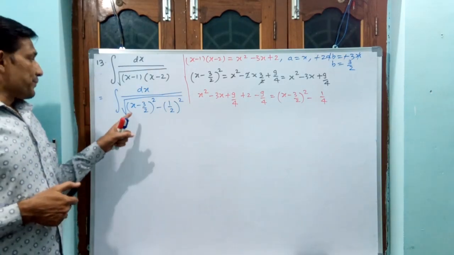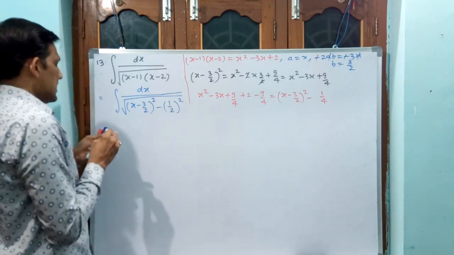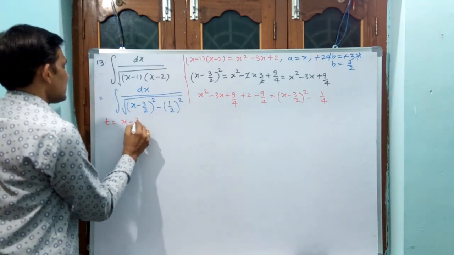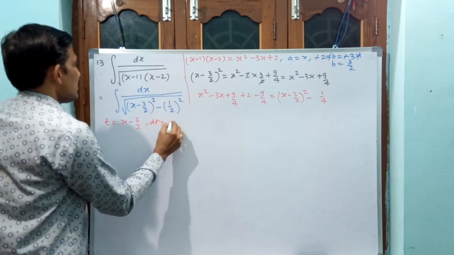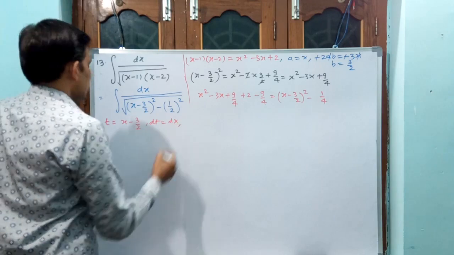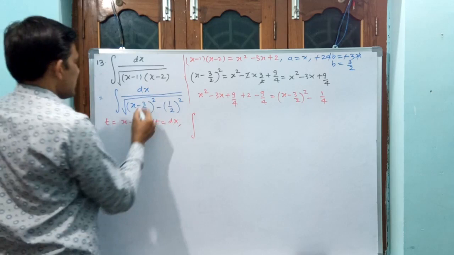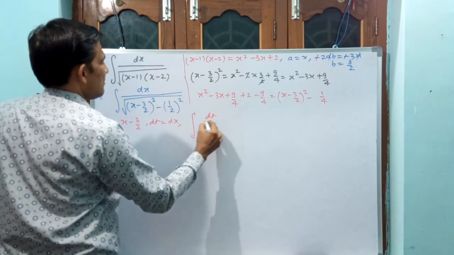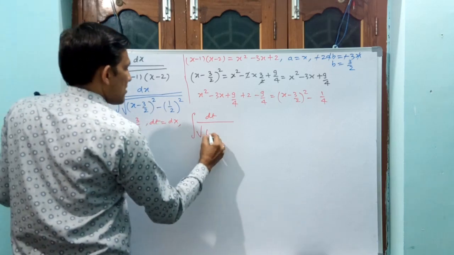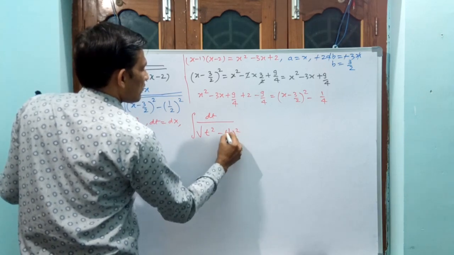Now you take x minus 3 by 2 as t. Let t is equal to x minus 3 by 2, so dt is equal to dx. A will be 1 by 2, we know very well. Then again change this integral: dx will be dt, divided by square root of t square minus (1 by 2) whole square.